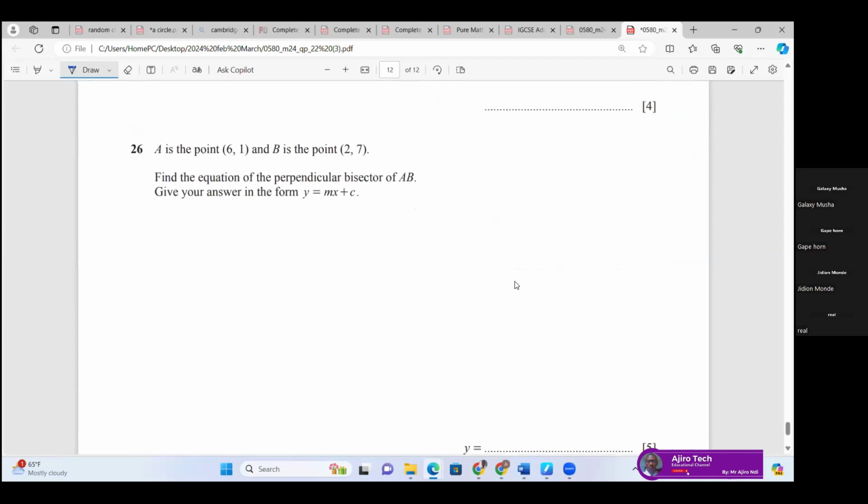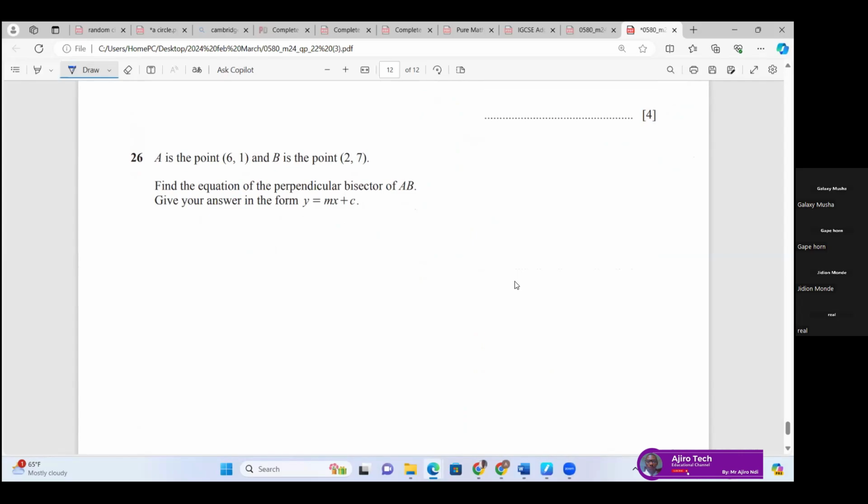Now this one, A is the point that, and B is the point that. This is a vector question. Find the equation of the gradients of the gradient B.